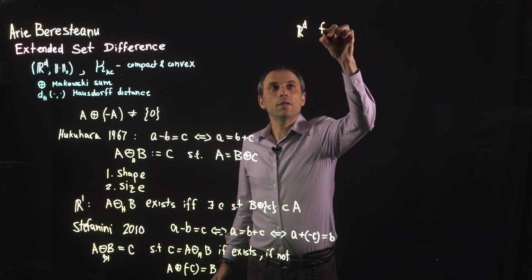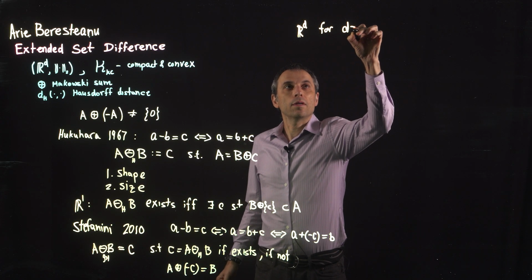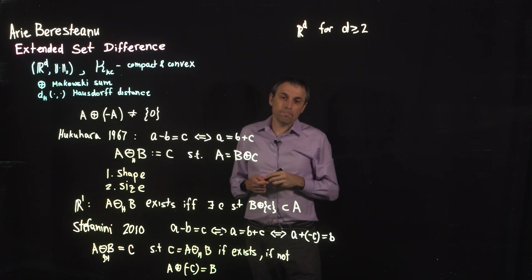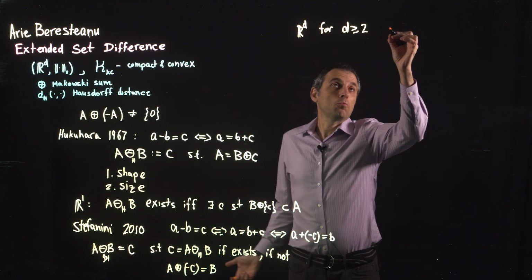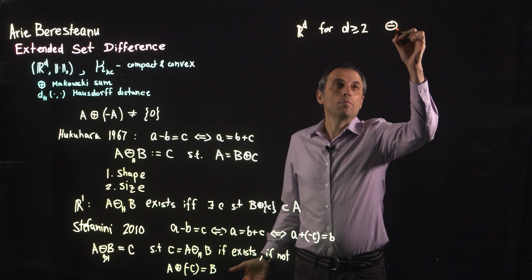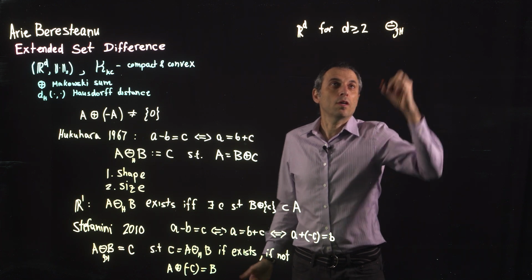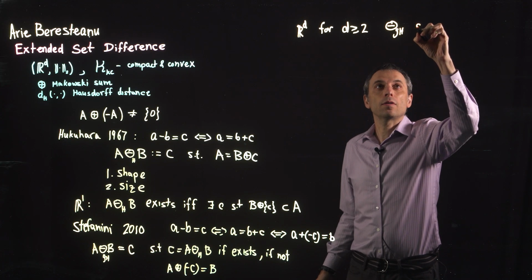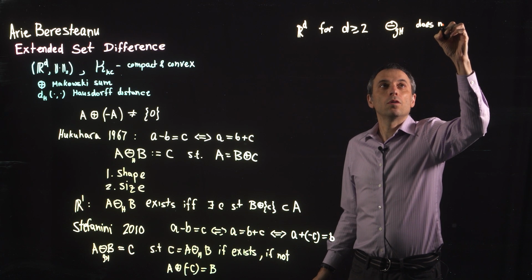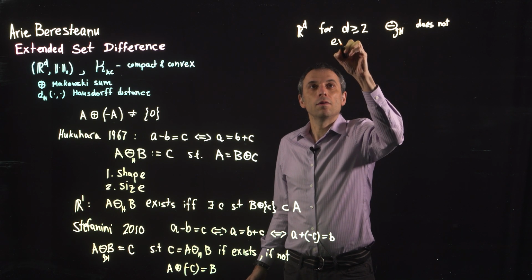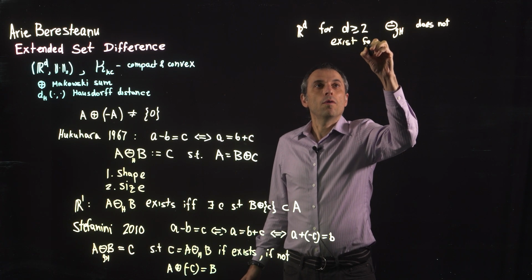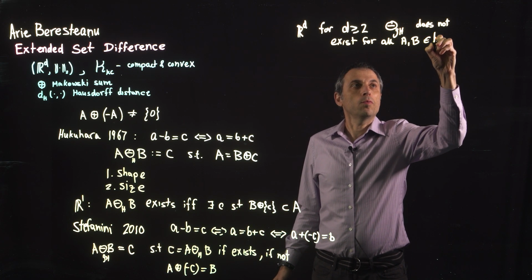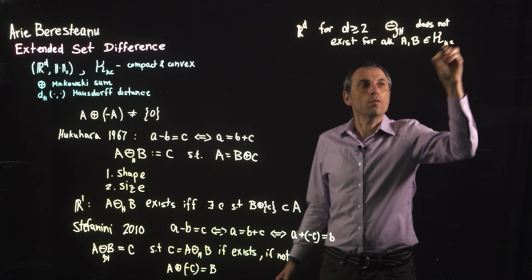Okay, for D bigger than or equal to 2, more than one dimension, the two concepts, and let's talk about the more general one, the generalized one, do not necessarily exist. So it does not exist for all A and B in this, even if we look at just compact and convex sets.